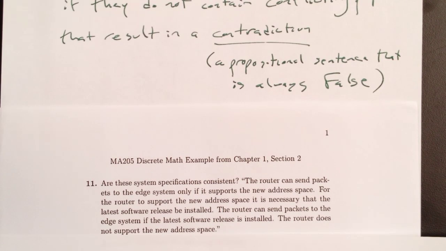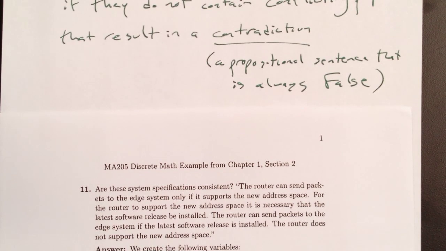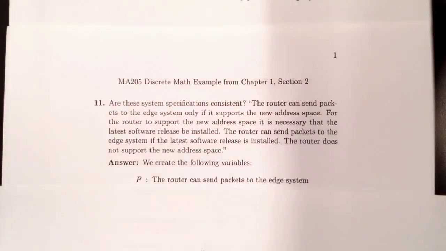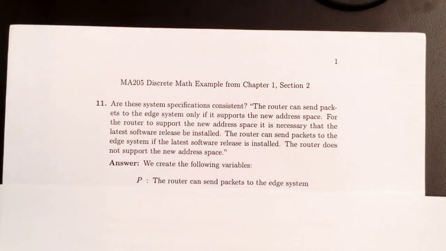So let's look at the sentences and try to decode things that could be true, things that could be false. First sentence: the router can send packets to the edge system only if. Aha, there's a logical break, an operator. So the router can send packets to the system. That's a propositional variable, P. I can send packets. I like sending packets. What's the next one?